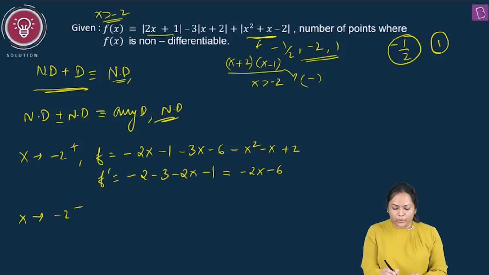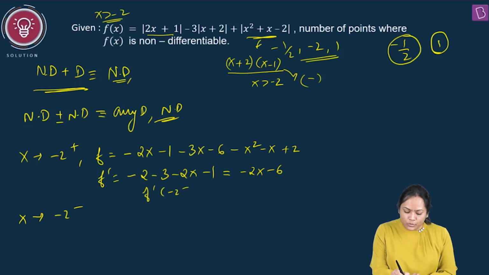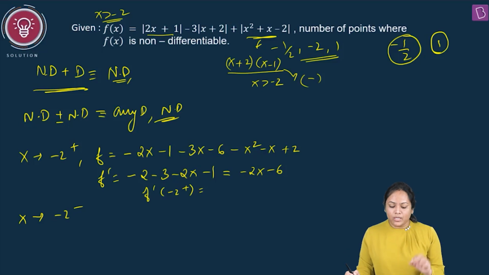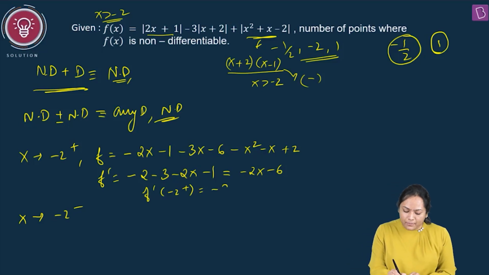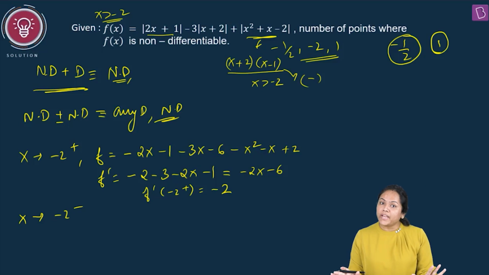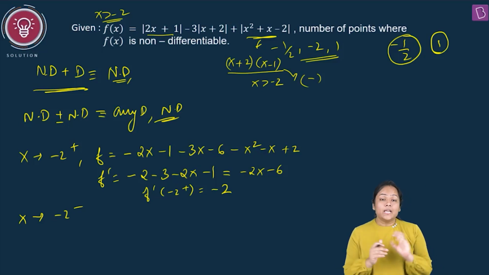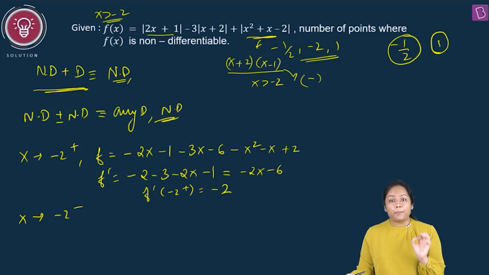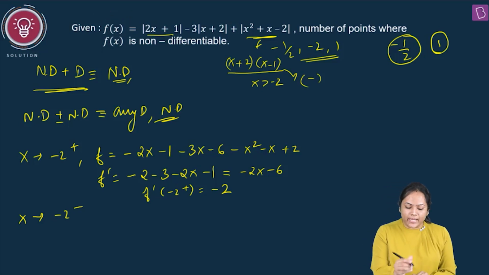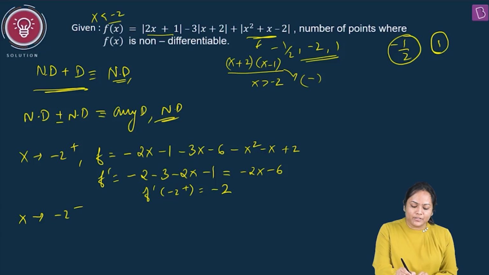And here when I put my x as minus 2 plus, to find the limiting value, I'll get the value as minus 2. Perfect? Understood? Very well. Now when I talk about x approaching minus 2 minus, that means I'll have the case when x is slightly less than minus 2.